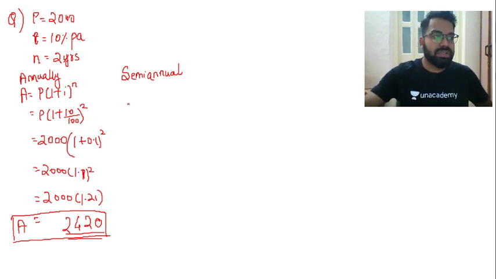In that case, your N will change. In this case, your N is 2. Your N will be equal to 2. Since this is happening 4 times, it will be 2 into 2 is equal to 4. That is the only difference.